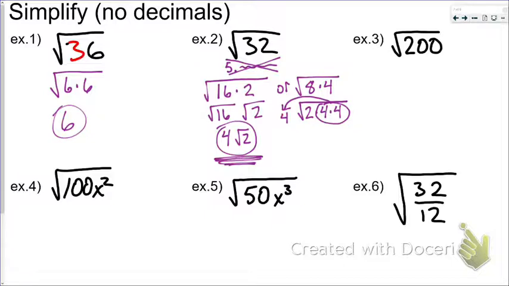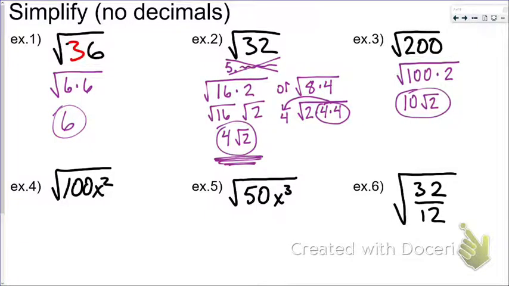All right, number 3, same idea. I need to break that down into 2, or look for a perfect square. So I would say 100 times 2, which becomes 10 square root of 2.